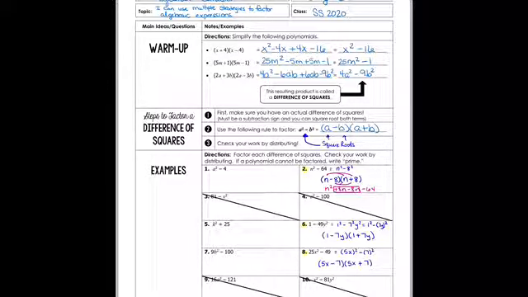On this page, I would like for you to complete problems 1, 5, 7, and 11, and then you can move on to the next part of today's work.